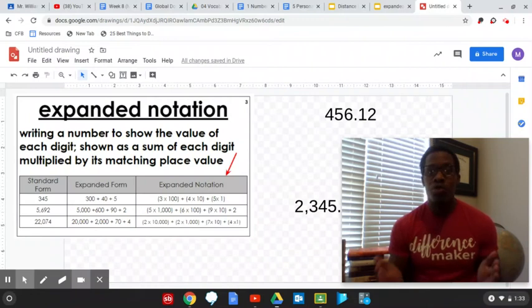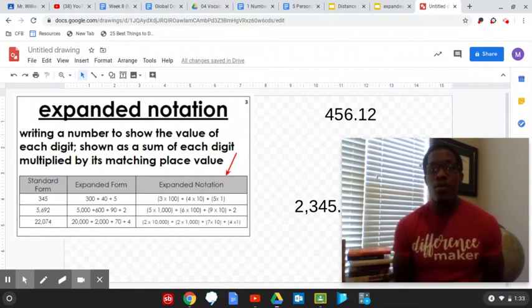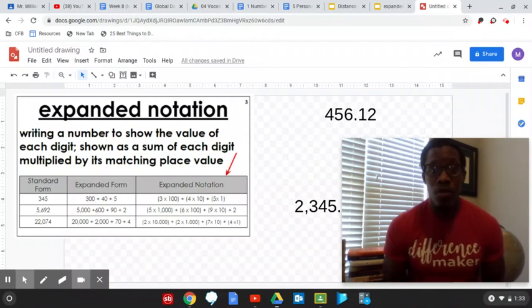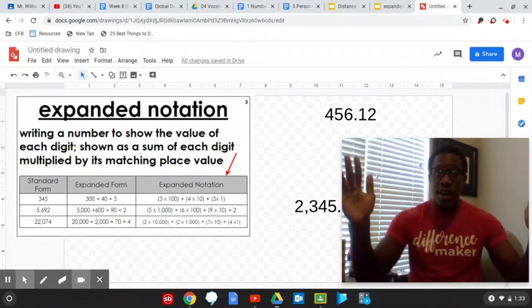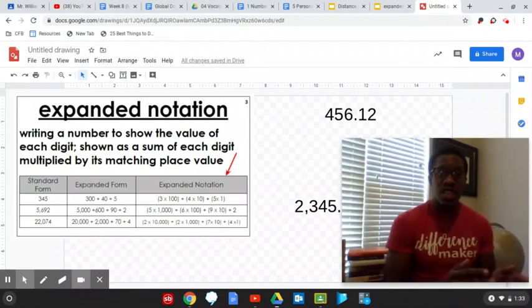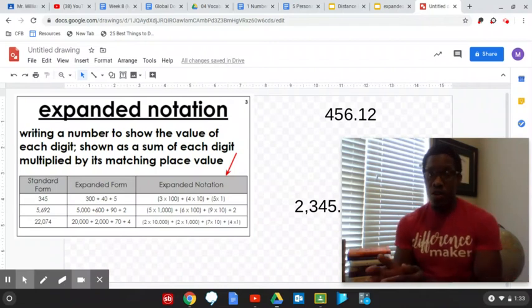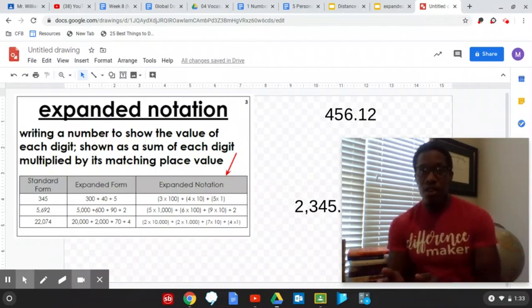But first, let's review expanded form. Who can tell me what expanded form is? Perfect. Expanded form is when you take a number and you expand it. You take the value of each digit and you add them in order from greatest place value to the least place value. Let's do a couple of examples together.